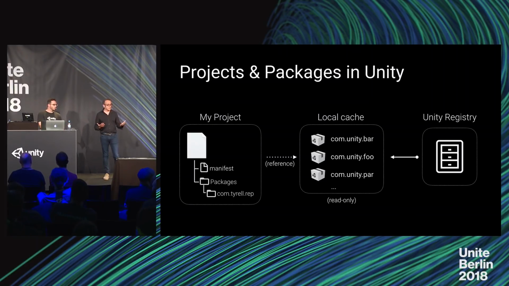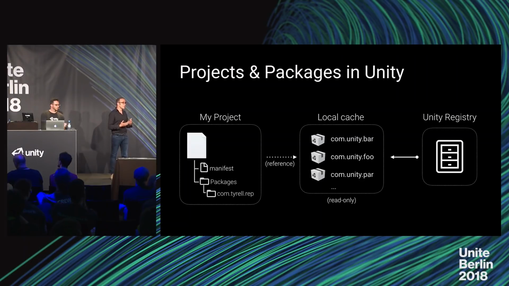And where does the package manager and the packages themselves fit within your project? So your project, as we were mentioning earlier, contains different packages. What does that mean? Your project contains a manifest, and your manifest refers to the package your project depends on. So if you look at the diagram here, the manifest might specify that you're depending on bar, foo, and par, 3 packages. Those packages are referenced. So the code of those packages is not embedded in your project. They're referred to by your project.